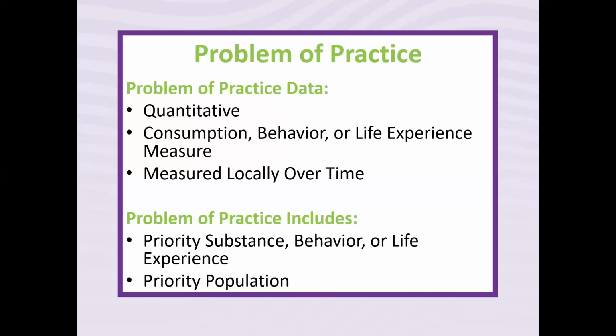For problem of practice data, we use consumption behavior or life experience measures. So an example of a consumption measure is, during the past 30 days, did you drink one or more drinks of an alcoholic beverage? Those type of data are what we would use to identify the problem of practice. An example of a behavior measure from the Oh Yes survey is, during the past 30 days, on how many days did you text or email while you were driving a car or other vehicle?